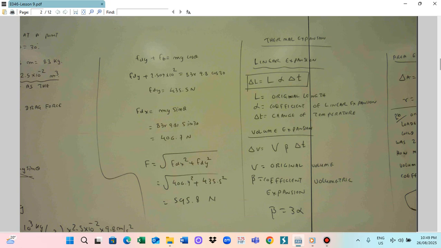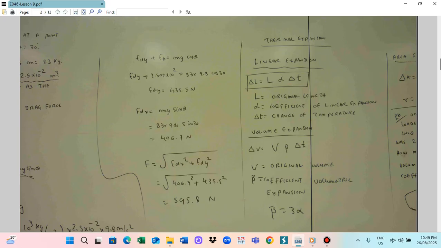And after that, you can calculate the F. So F is equal to the square root of FDA square plus FDY square. So the FDA square we substitute is 406.7 square plus 435.5 square. So then you get the force this way.